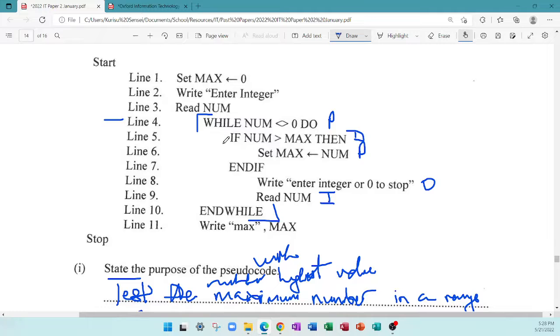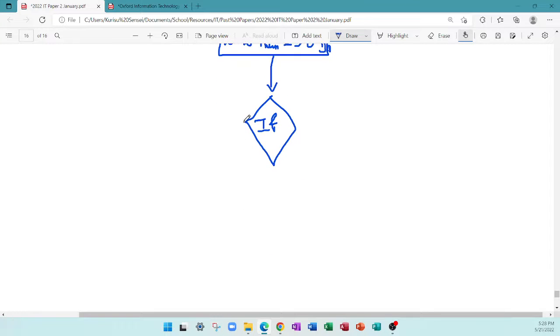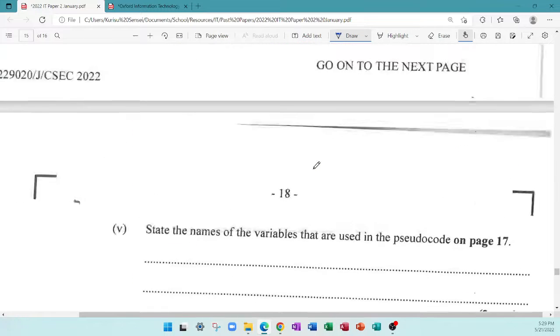So now from line 4 we go to line 5 with a decision: if num is greater than max. So from this here we draw a flow line. Ensure you put your arrows to indicate the flow, and you draw a diamond. Diamond is decision, and you put your if inside here. From this if, you can come out with the true, you can come out with the false. You can indicate that this side is true and this side is false, whichever one you want to decide. Yes, you have to know this for your exam. It's an exam paper, Shaniza.